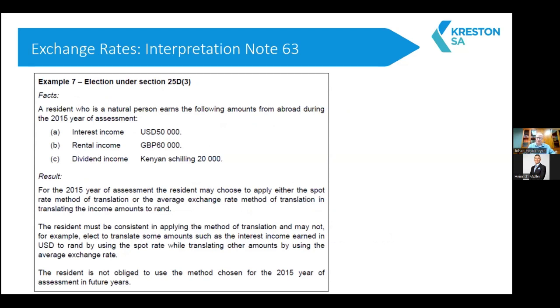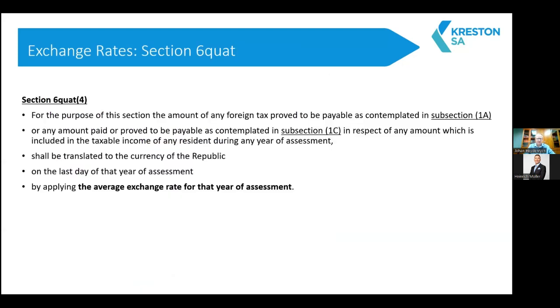So there's room, especially with the rand going up and down as it is, there's room for some arbitrage for us. So if your client is earning foreign income and non-ZAR denominated income, then there's some room for arbitrage within that, playing around with the average exchange rate versus the spot rates. All right, so be careful or be noted of that. Only natural persons and non-trading trusts.